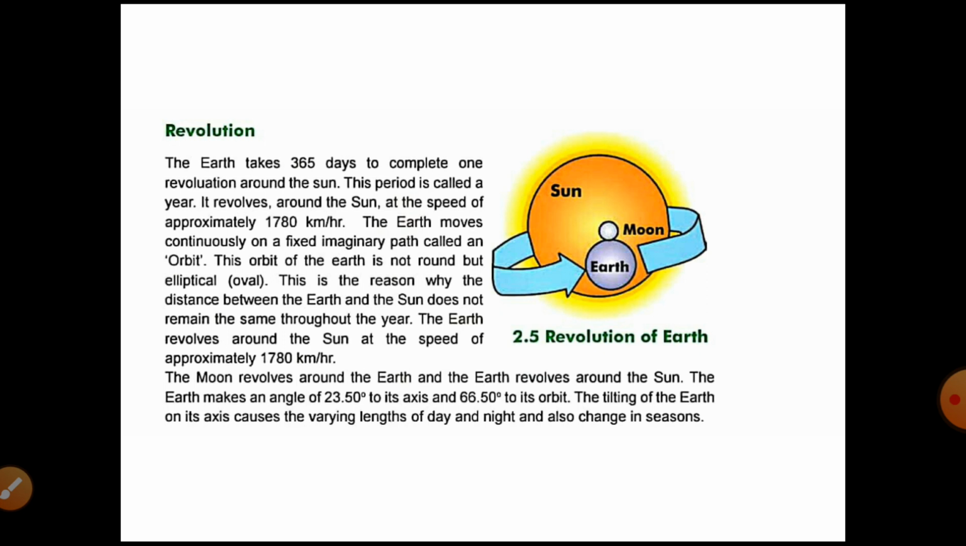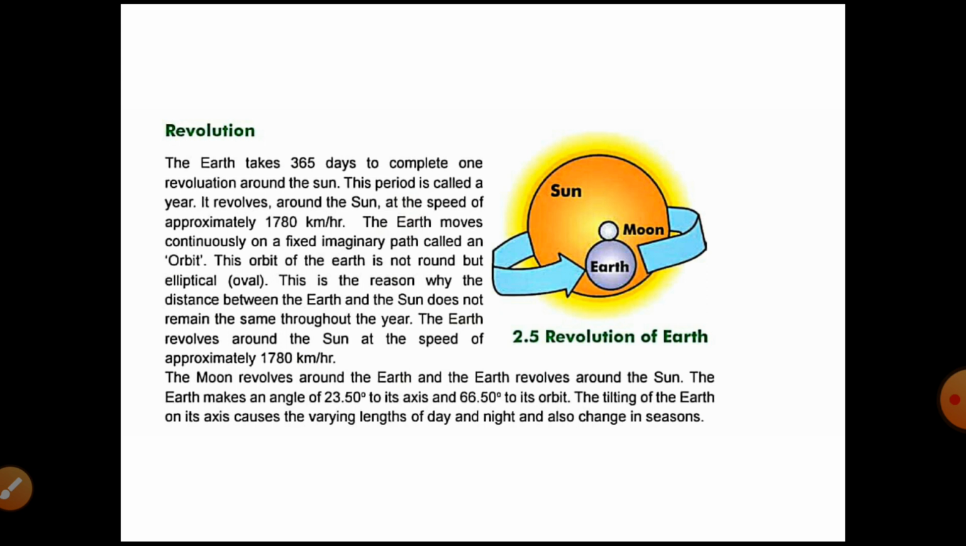The moon revolves around the earth and the earth revolves around the sun. Okay, so we all know the moon is one of the natural satellites of the earth, which is revolving around the earth, and the earth is revolving around the sun.